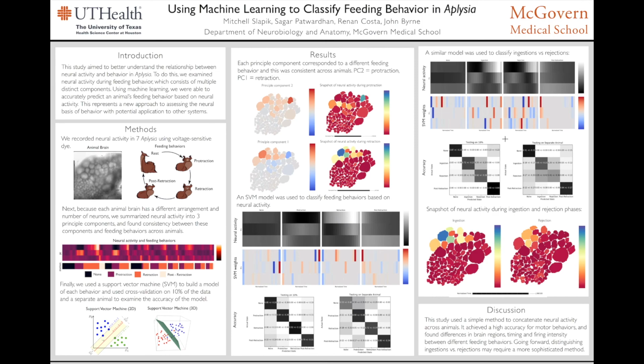Under that, you can see 2 confusion matrices showing the accuracy of this classifier. So it really achieved only a moderate accuracy for distinguishing ingestions versus rejections. And then finally at the bottom, there's a snapshot of neural activity during ingestions and rejections. This is showing that the activity is much higher during ingestions, and specifically that neural activity is happening in principal component 1. So overall, this study used machine learning to classify feeding behavior in Aplysia.